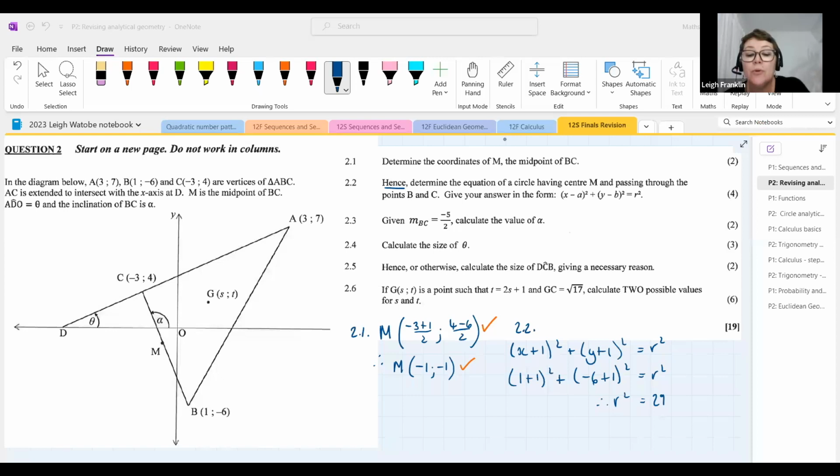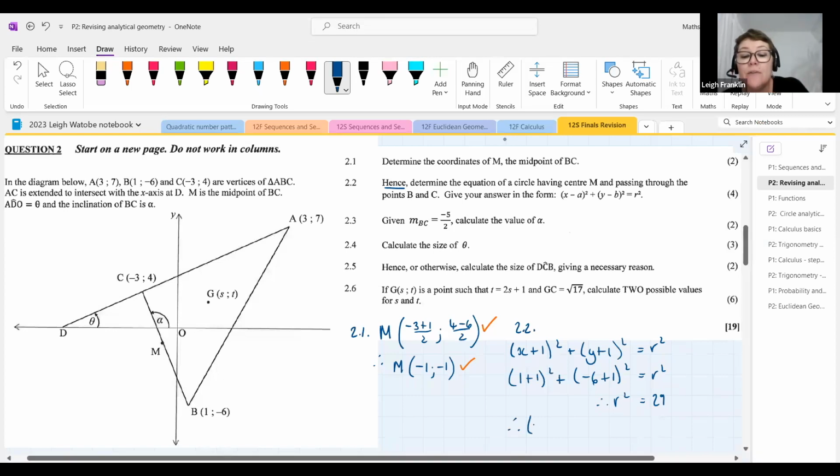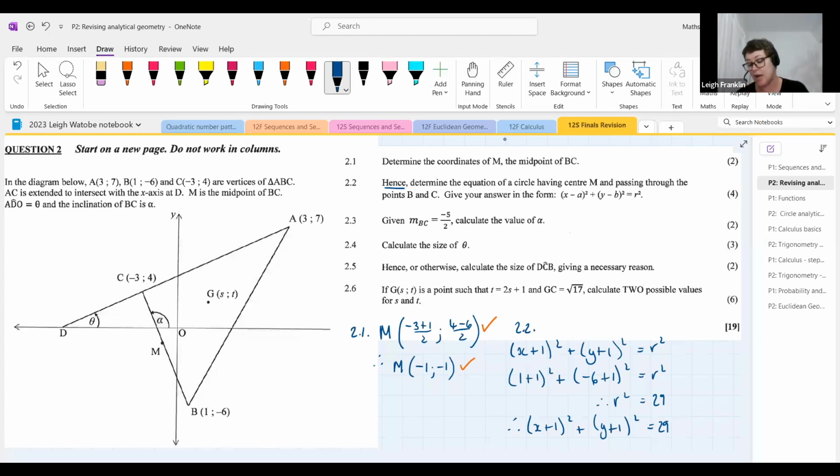So now I can put the equation of the circle together. This gives me (x + 1)² + (y + 1)² = 29. And I'm not going to take the square root of 29 because remember, when I write the equation of my circle on the right-hand side, I want r squared. I don't want r. Okay, no problem, Chad.